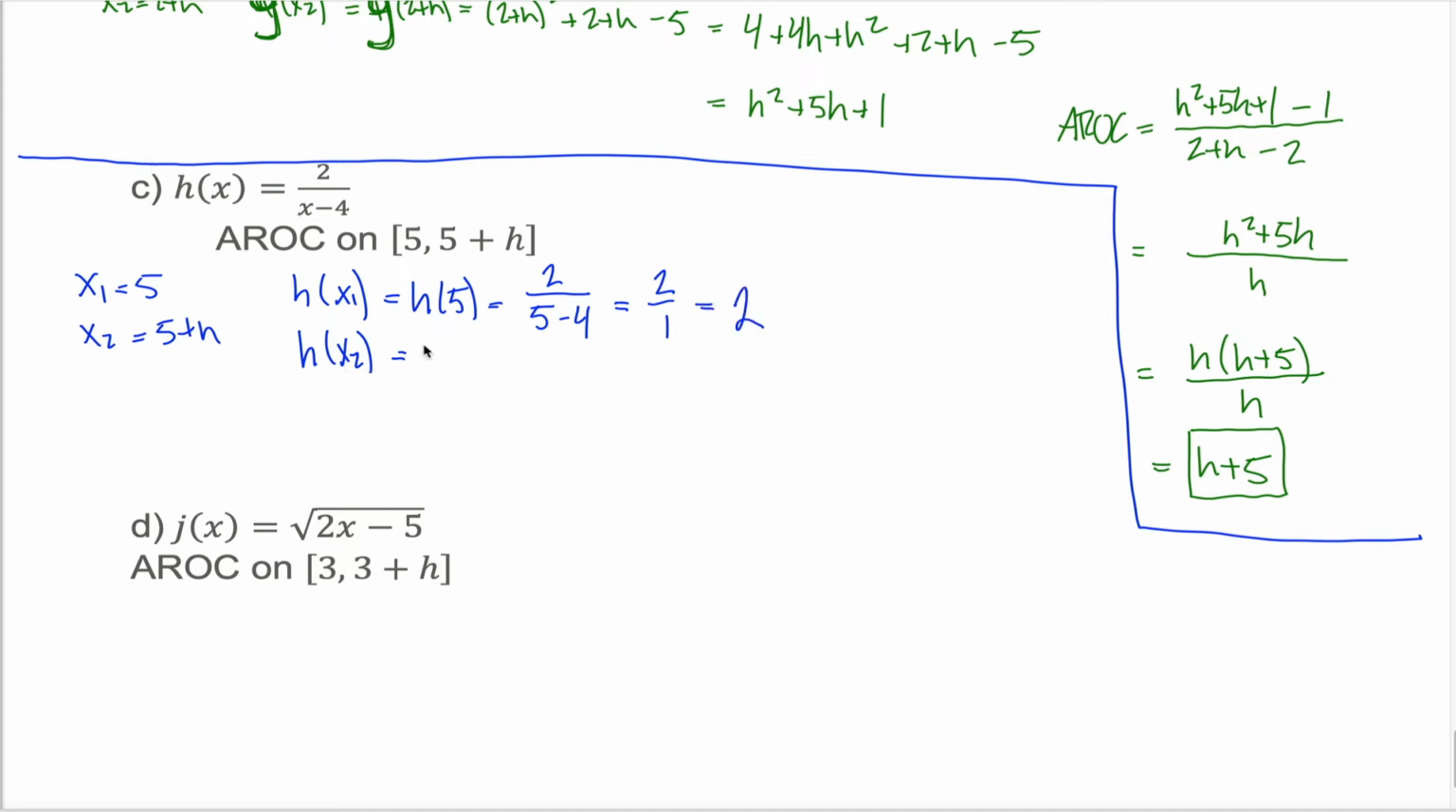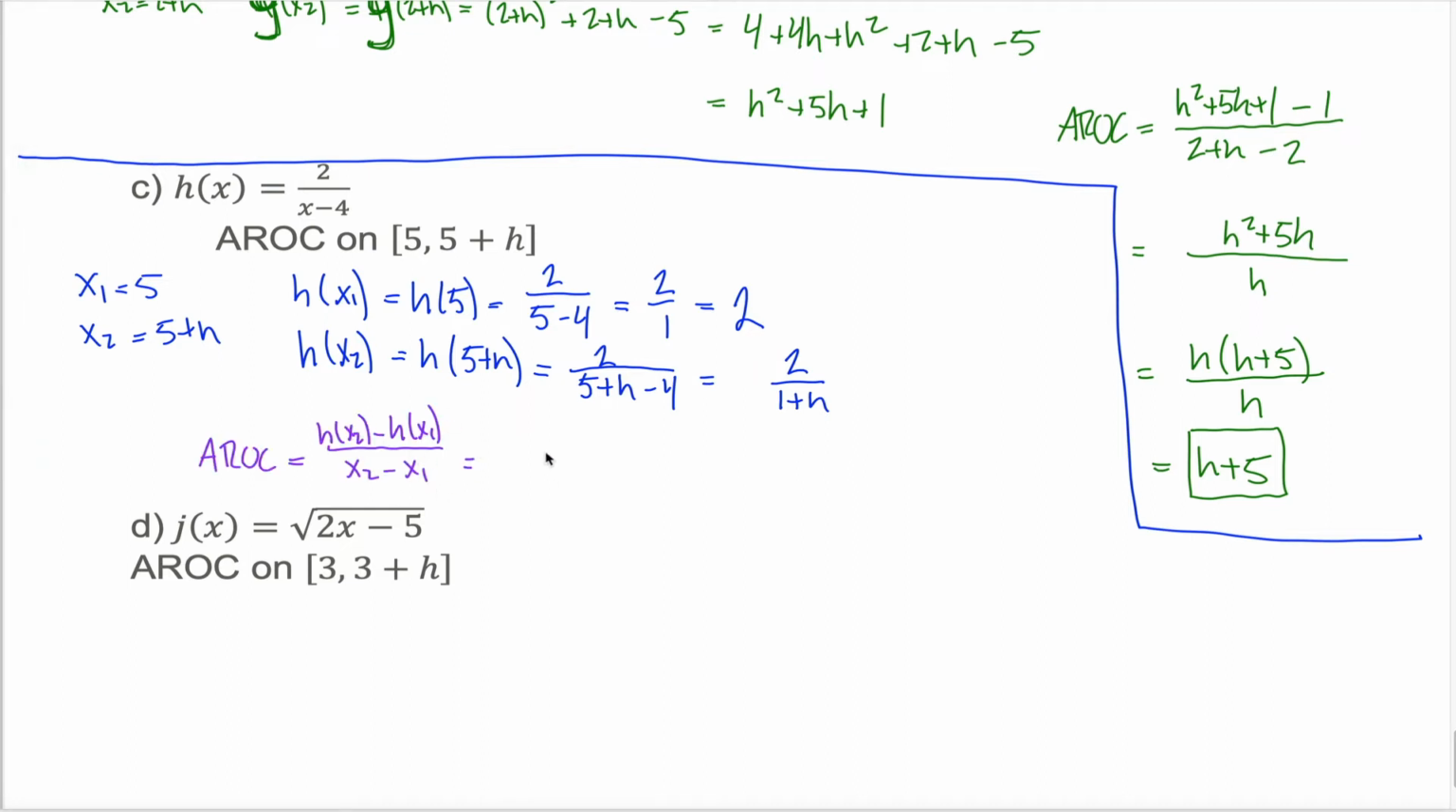What about h of x2? Well, x2 is 5 plus h, so I need to figure out what comes out of this machine when I put 5 plus h into it. If I copy exactly what I see here, I get 2 divided by, and then instead of writing x, I'm going to write the input 5 plus h, and then I'll subtract 4 from that. That's kind of an ugly looking expression, but it simplifies a little bit. 5 minus 4 is 1, so I get 2 divided by 1 plus h. I got x1, x2, h of x1, and h of x2. I got the 4 pieces that I need for my average rate of change formula.